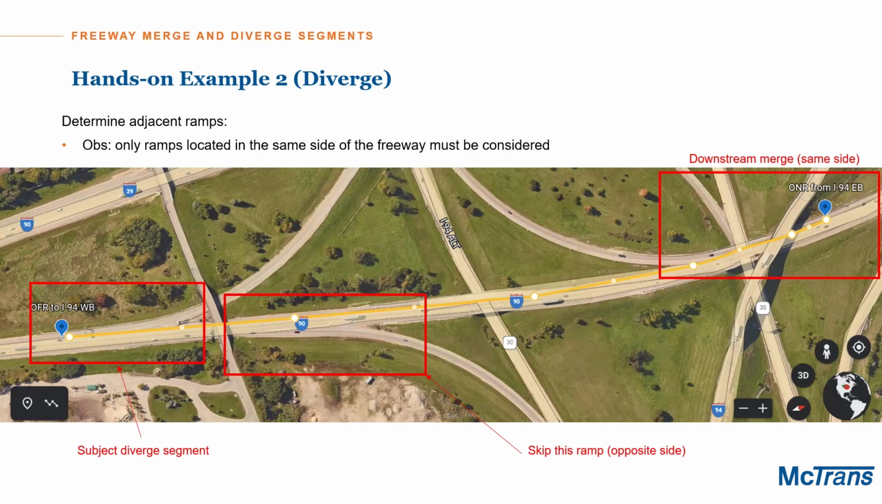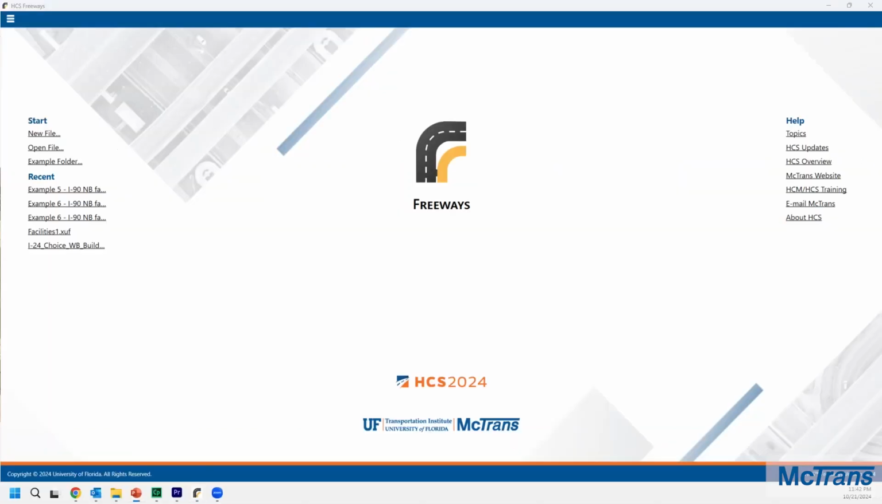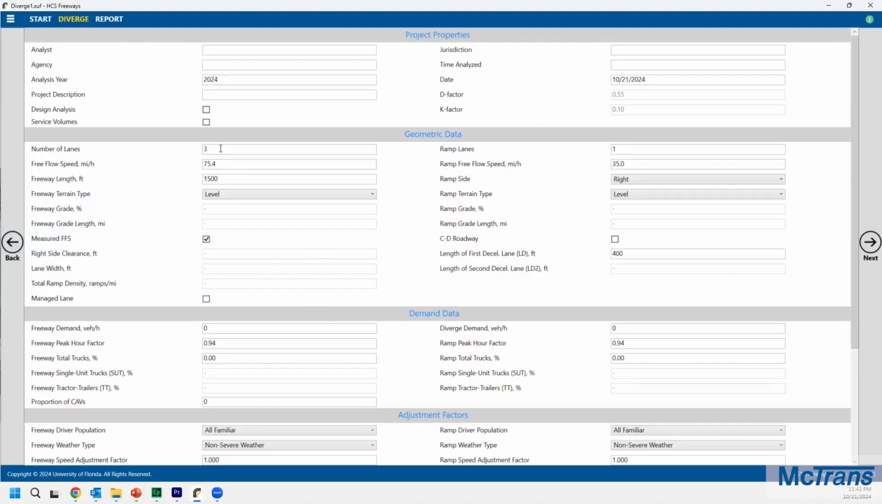And with that, we can open our Freeways module and start our modeling process. We can start a new file, start a new Diverge segment, and then let's start our modeling. We have 3 lanes in this freeway segment with 1 ramp lane. My measured free flow speed is 71 miles per hour, with a 35 miles per hour ramp free flow speed. We can keep this length as 1,500 feet. Let's make sure we remember to set the ramp side to the left.